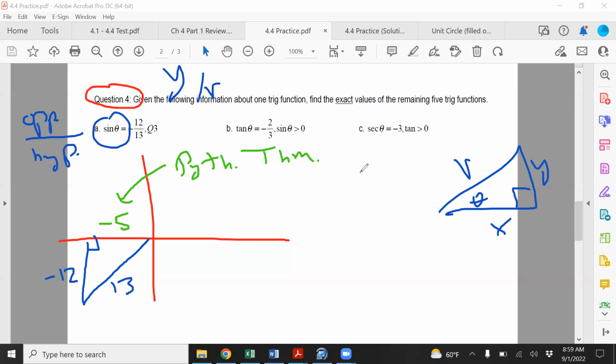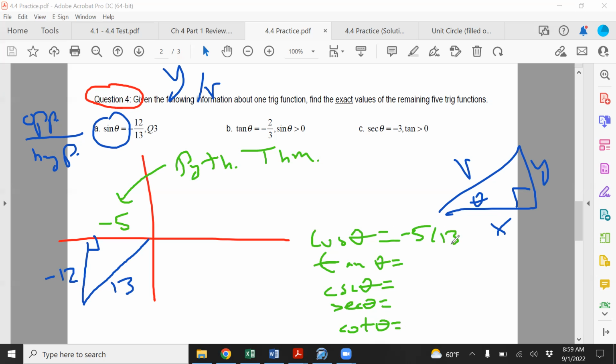All right, now you're asked to find the 5 other trig functions. So I have to find cosine, I have to find tangent, and I have to do the reciprocals, right? Cosecant, secant, and cotangent. Cosine is -5/13. Tangent is 12/5. Cosecant, flip the sine. Secant, flip the cosine. Cotangent, flip the tangent. There we go. That's the process.